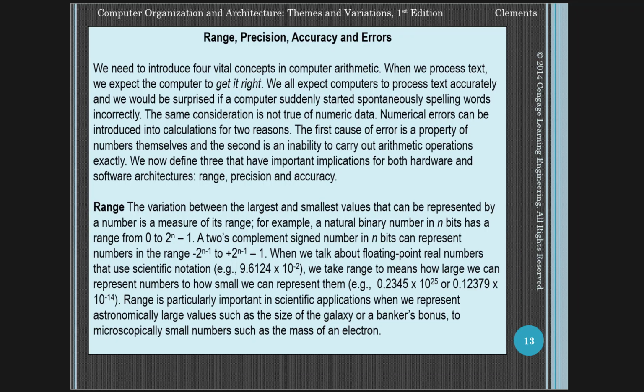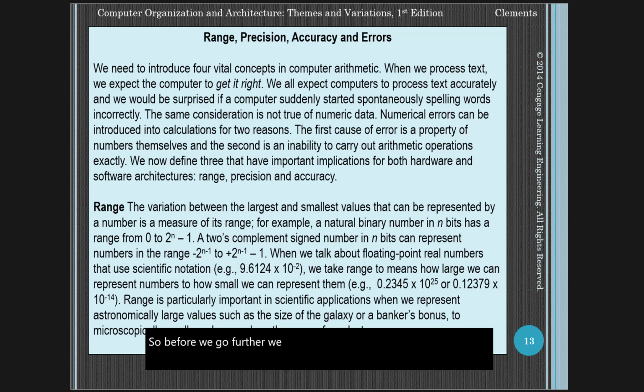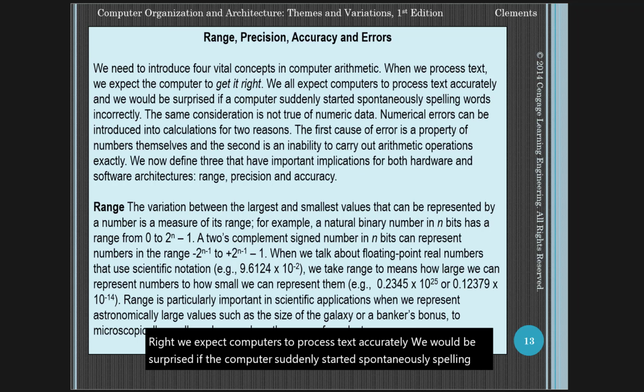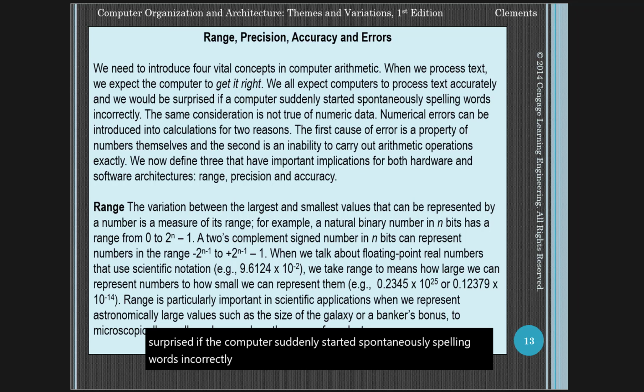So before we go further, we need to talk a little bit about some vital concepts in computer arithmetic. When we process text, we expect the computer to get it right. Right? We expect computers to process text accurately. We would be surprised if the computer suddenly started spontaneously spelling words incorrectly or suddenly started getting the math wrong, right? But numerical errors can be introduced into calculations for a couple of reasons.